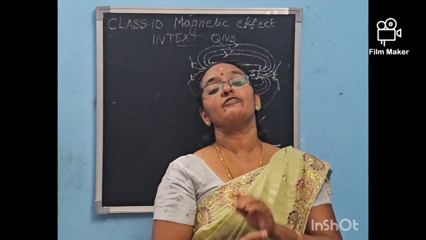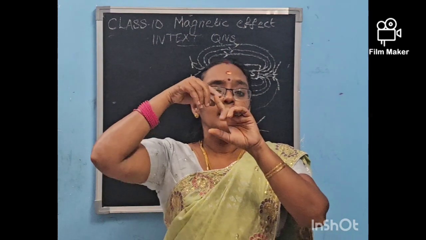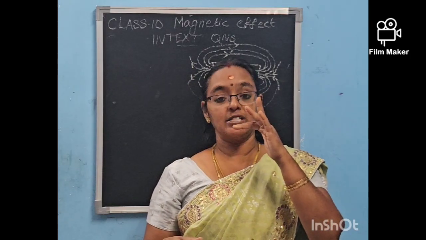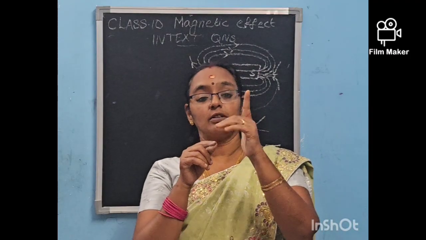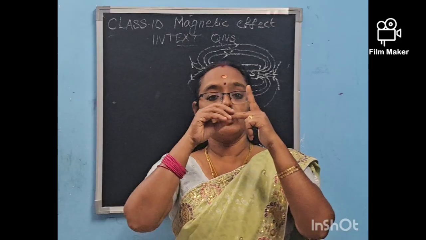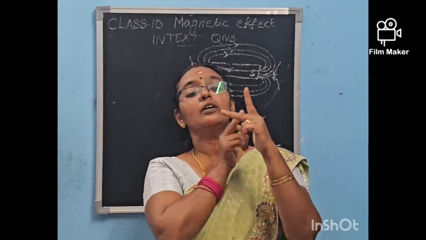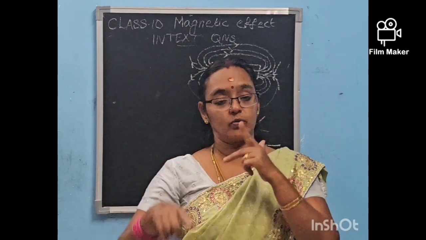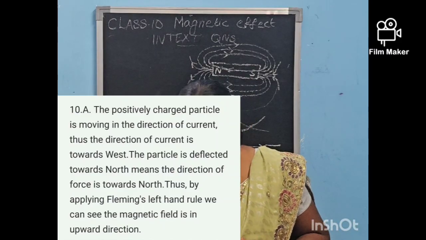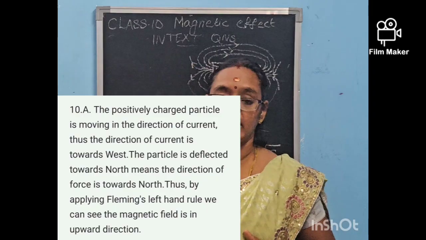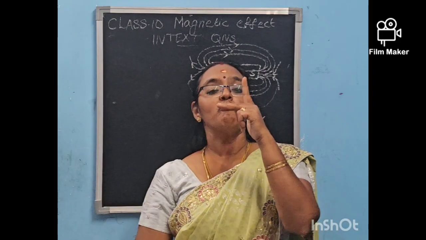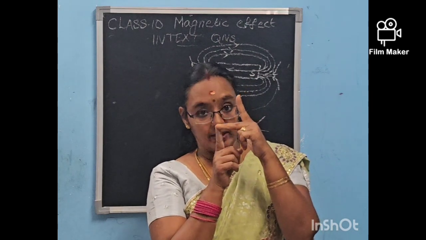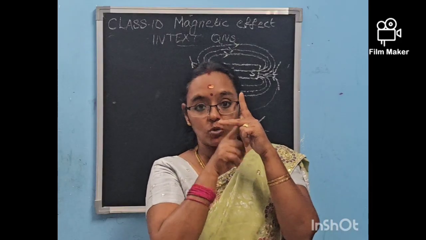Okay. So we are applying Fleming's left hand rule: force, then magnetic field and current. The current's direction is towards west, and the direction of the force is towards north. Then where will the magnetic field be? They are giving options: towards south or downward, or towards east or upward. The direction is towards up, because we are applying Fleming's left hand rule. This is the direction of force towards north, and this is the direction of current towards west. Then the direction of the magnetic field is towards upside.